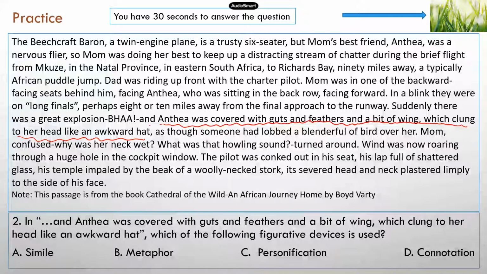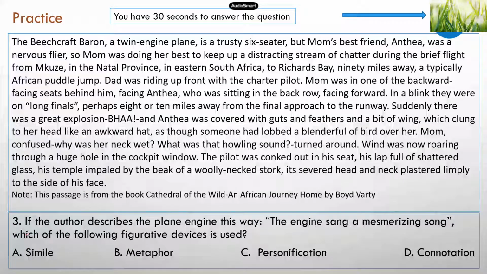This compares two different things, right? A compilation of guts, feathers, and wing, and a hat. So all those parts of a bird that clung to her form a structure that's almost like a hat. So you're comparing two different things. Again, that's either simile or metaphor. But in this case, the word like is used. Right? So the correct answer is A, simile. Next question.